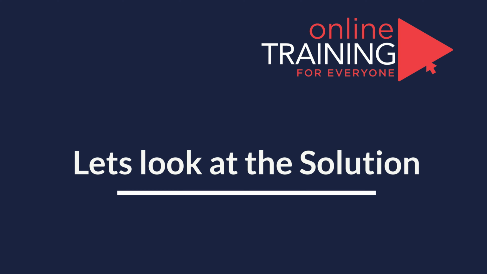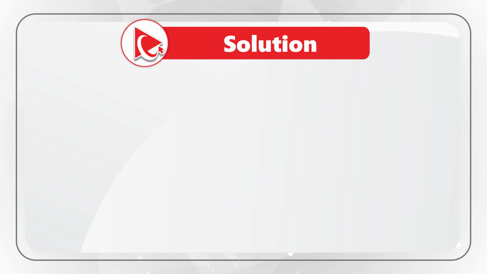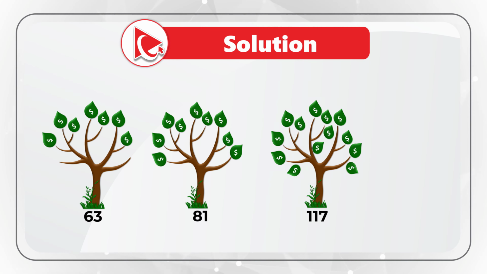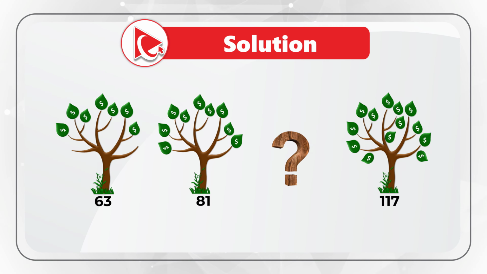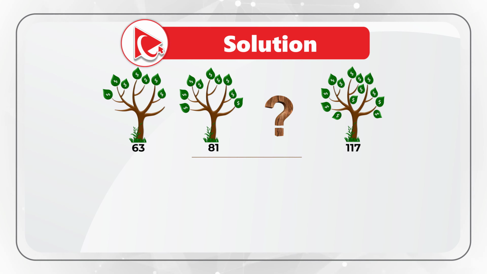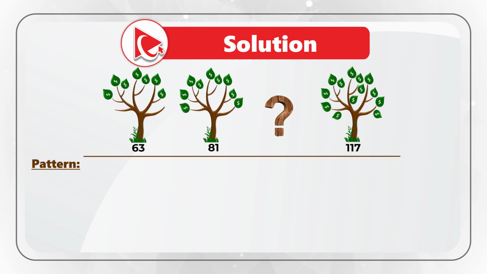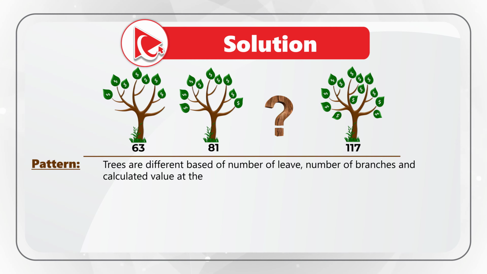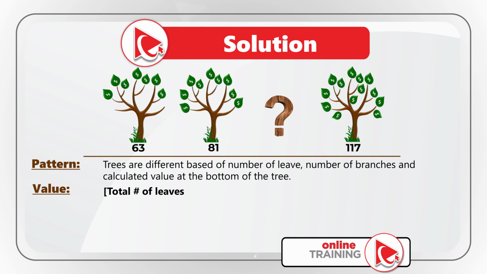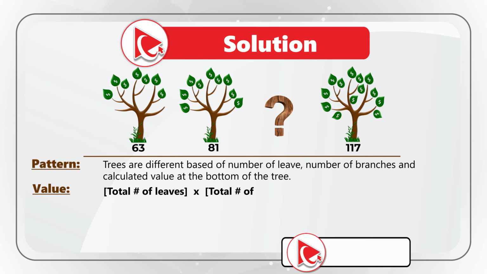On my end, I am moving forward to share with you my version of the answer. And obviously, if you have a better way to solve it, please make sure to post in comments. Amazing problem, isn't it? But to solve it, you need to take a close look at the tree. In this picture, each tree is different based on the number of leaves, number of branches, and calculated value at the bottom of the tree. And to calculate the value, you need to multiply the total number of leaves by the total number of branches on the tree.